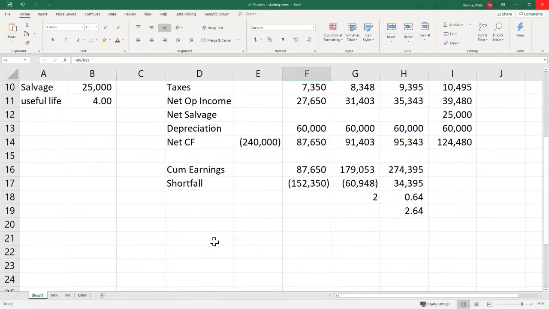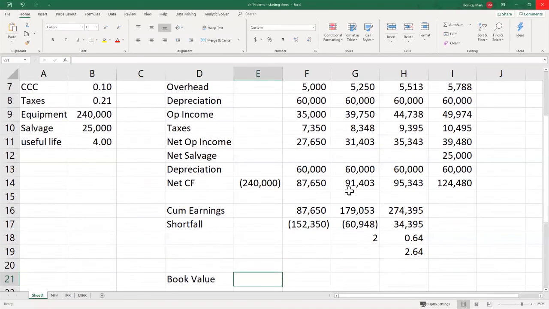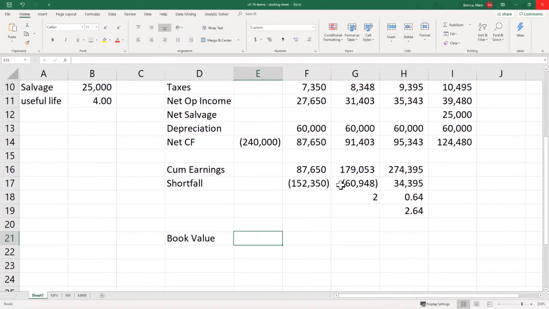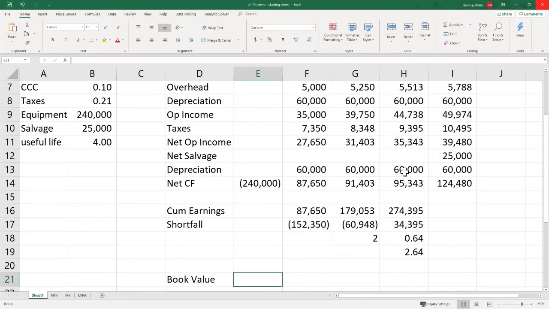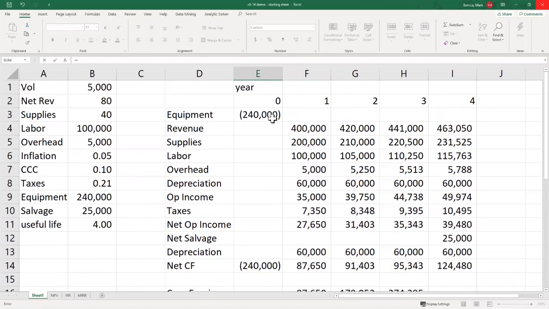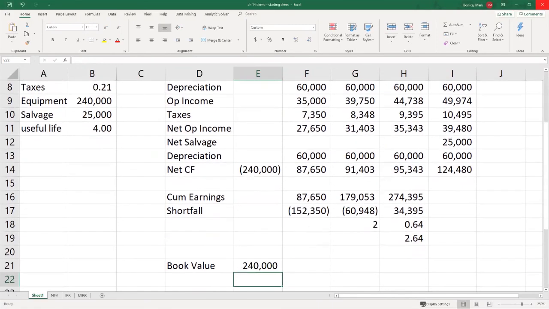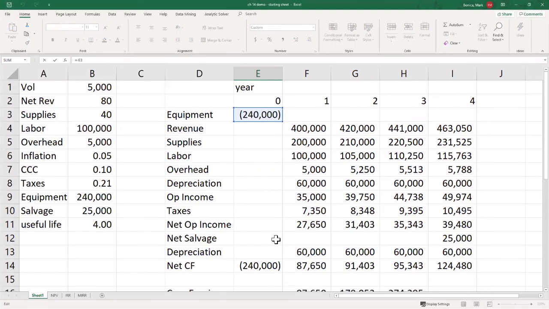So let's do a little estimate. Down here we'll write book value, and this will correspond with our years. At year zero, at time zero, the book value of our asset is going to be $240,000. So I'm going to type equals, put in a negative sign, and then grab the original purchase price of negative $240,000. So all I did was say equals negative E3, 240.